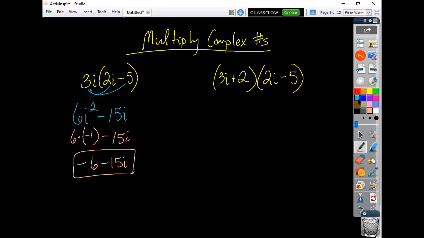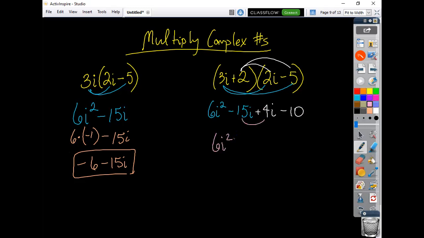How about this one? 3i plus 2 and 2i minus 5, their product. So distribute everything out. 6i squared there. Negative 15i there. 4i there. And a negative 10. Combine your like terms. What do we have? We've got 6i squared. We've got a negative 11i and a minus 10, but are we done?